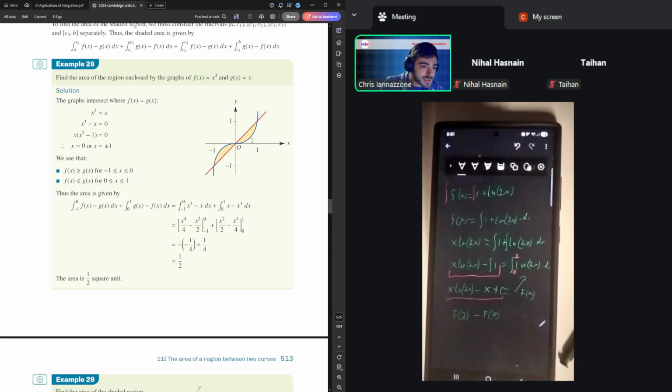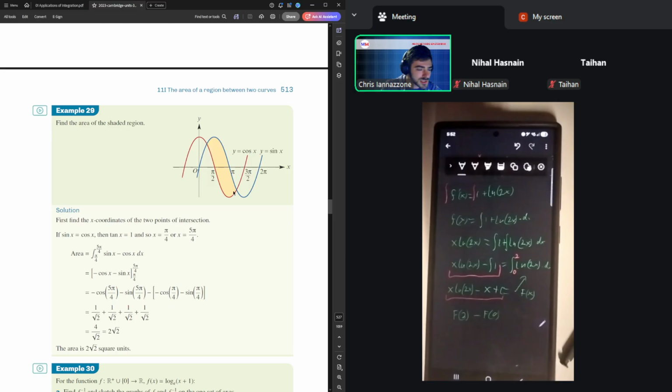This one in particular has even more simplification to be done. For instance, we can see the symmetry involved, where basically all we would need to do is solve from 0 to 1 and then double it, because it is symmetrical. So you'll find that is also quite common.